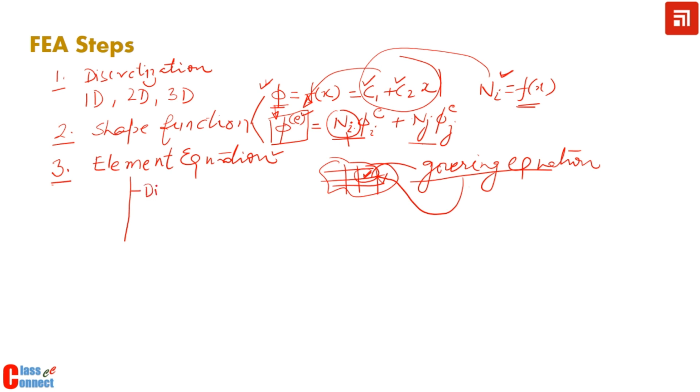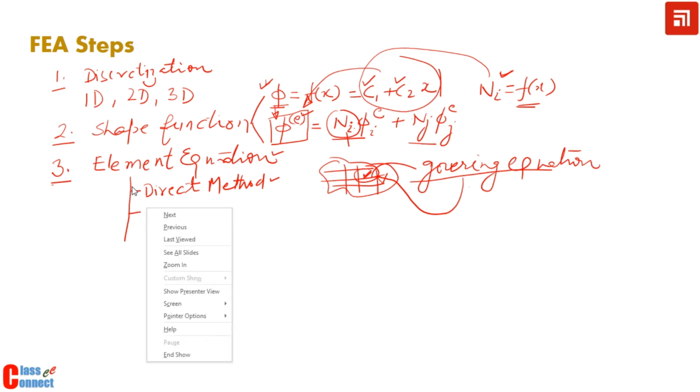The most popular methods are, first, the direct method. It is straightforward, but possible only for very simple problems, because we need to use basic fundamentals of statics in case of stress analysis, heat transfer in case of heat transfer problems, and so on. That is why it is only possible for very simple problems. Another method which is commonly used is the virtual work principle. Variational method is also used.